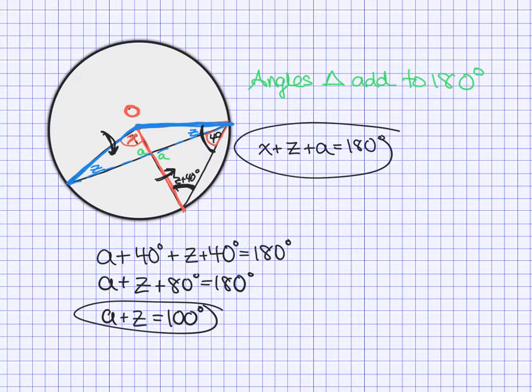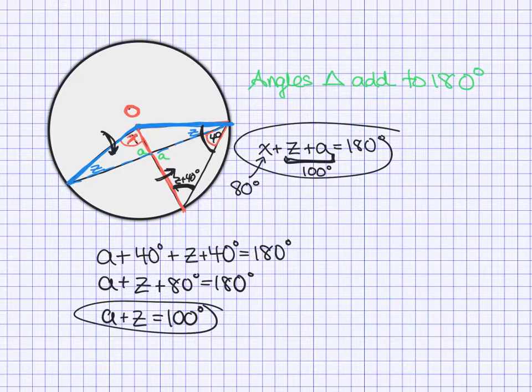I think since I'm proving that A plus Z is 100, so these guys add up to 100 degrees, I think now kind of showing, I don't know if that's enough proof, but that X has to be equal to 80 degrees, because I already know A plus Z is 100. So over here, A plus Z, that's got to be worth 100 degrees as well.